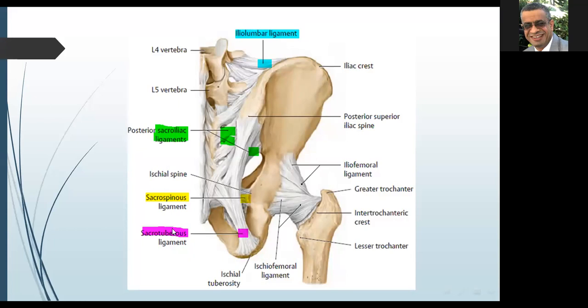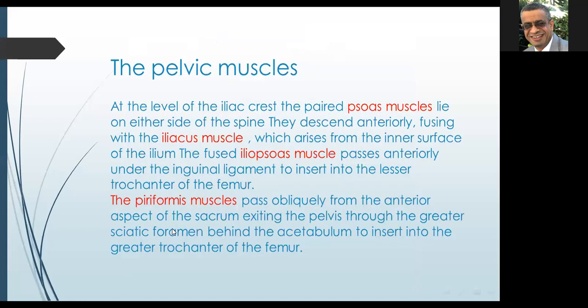The pelvic muscles: at the level of the iliac crest, the paired psoas muscles lie on either side of the spine. They descend anteriorly, fusing with the iliacus muscle, which arises from the inner surface of the ilium. The fused iliopsoas muscle passes anteriorly under the inguinal ligament to insert into the lesser trochanter of the femur.